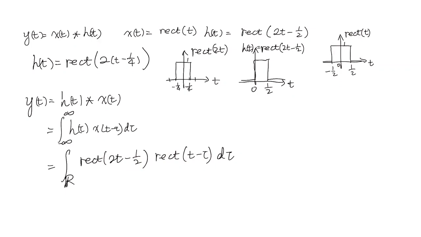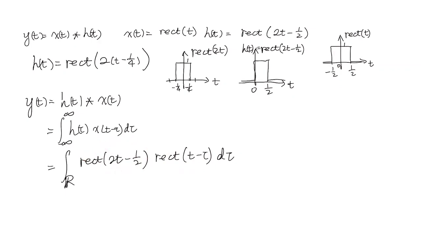So graphically, we want to change the variable here and then redraw the figure to avoid confusion later. I will use a different color for this one. It will be from 0 to half, and this is tau now. So this rectangular is 2 tau minus half. I will just write it as h of tau.